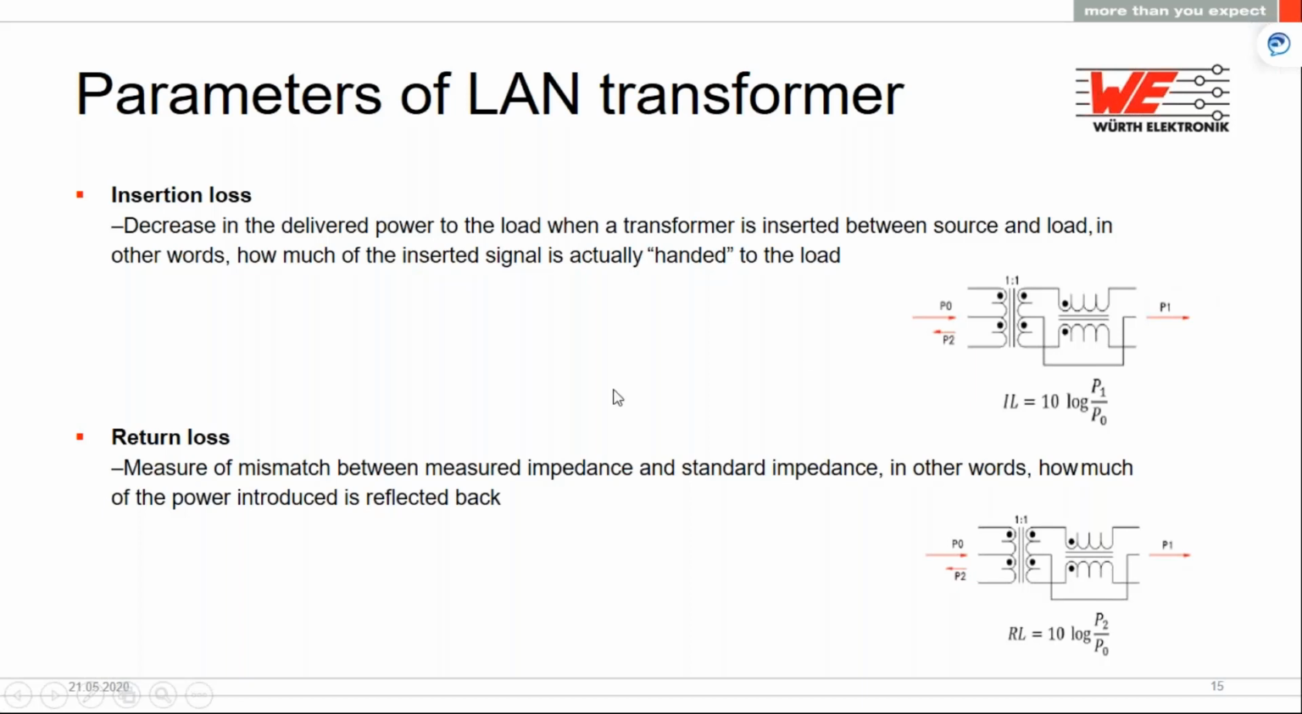Whereas return loss is slightly opposite of insertion. Now this will compare the measured impedance and the standard impedance, and based on the difference, it will give us the value of the signal which is getting reflected back to the source. So insertion loss we calculate at the end of the load, and return loss we see whatever signal is coming back to the source.